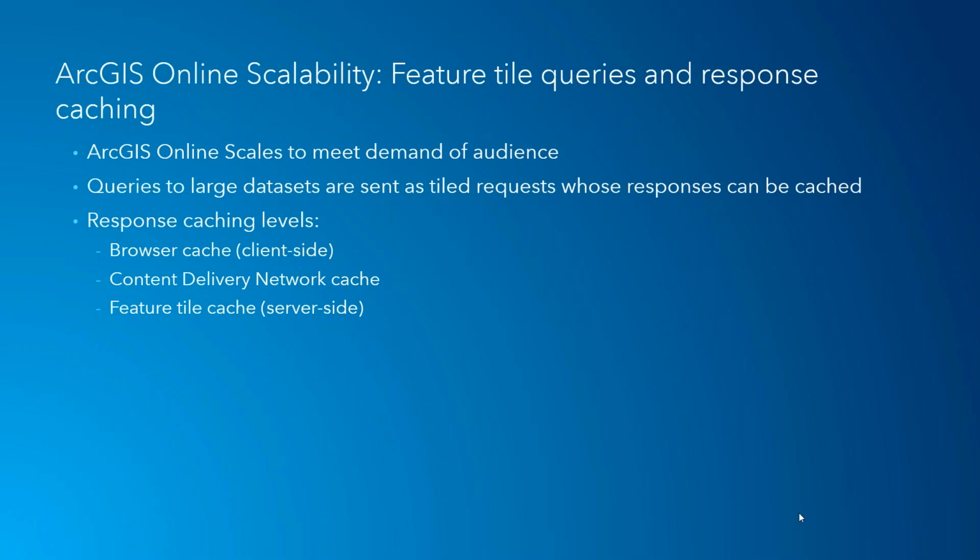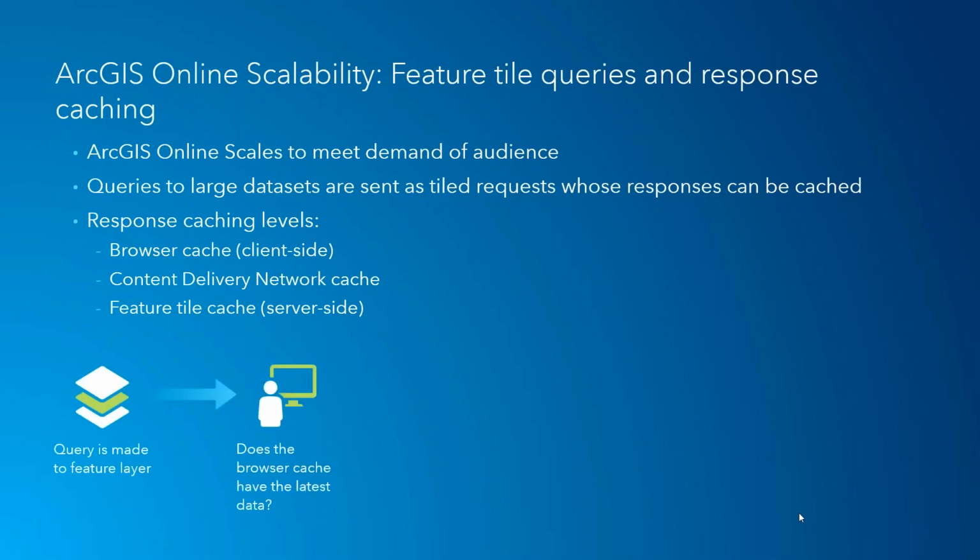So what that is when, and there's an animation for this. Perfect. So when the query is made to the feature layer, it checks in with the browser to see if that response is already cached in the browser. If it is, then the response will come back and the data will draw immediately.